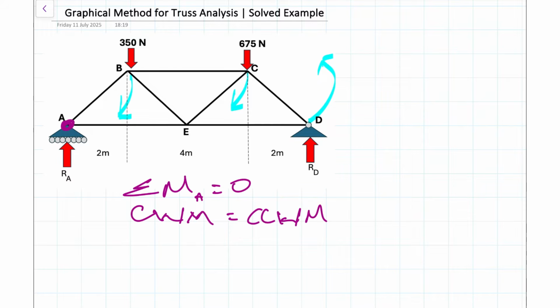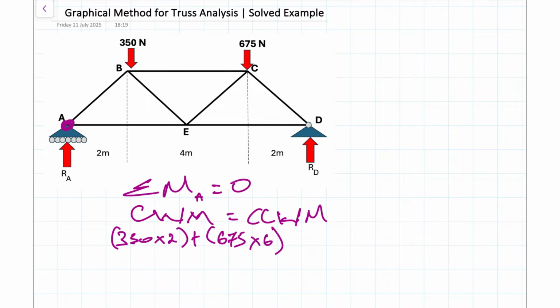So the first force, which is that 350 newtons, and you can see the line of action there acting at 2 meters. So we will end up with 350 multiplied by 2. Then we sum the next force, which is 675, and we see the line of action there acting at 6 meters. So we have 675 multiplied by 6. And then we move across to the next force there, which is our RD, and RD is 8 meters away.